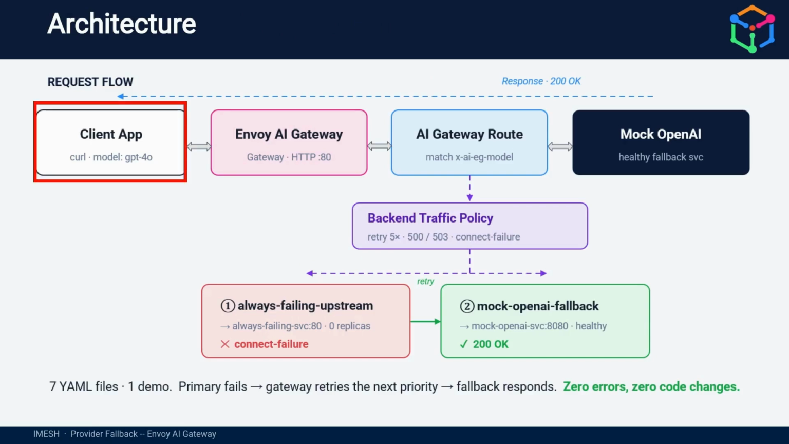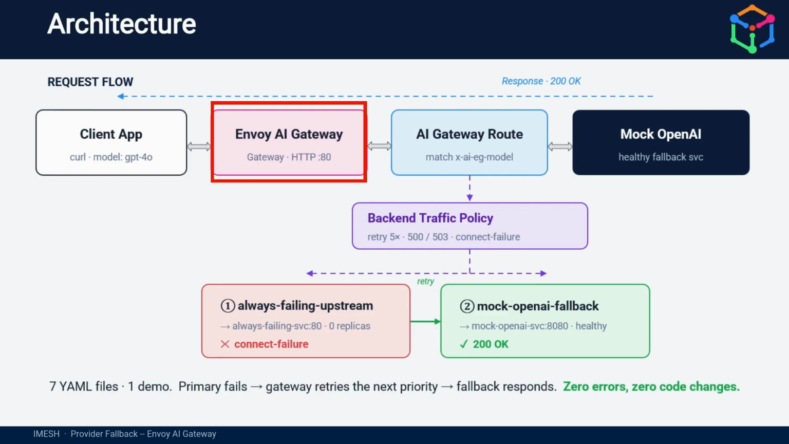Let's start from the left side. Our client application sends a request for the GPT-4o model. Notice that the application only knows the model name. It doesn't know which backend provider will actually serve the request. All requests are sent to a single entry point, the Envoy AI Gateway.